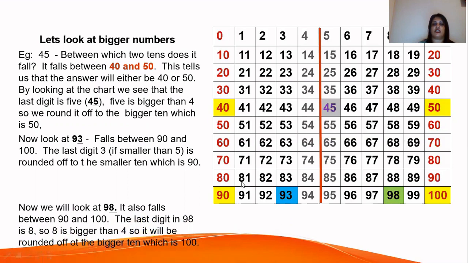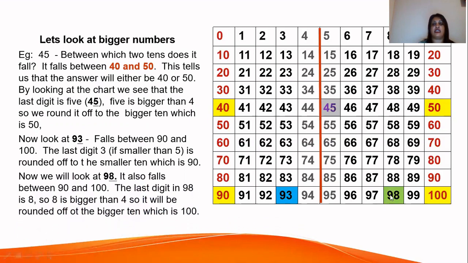Then 98. 98 falls again between 90 and 100. Now the 8 in 98 is greater than 5, so we'll round up to the higher 10, which is 100. The 98 rounded off to the nearest 10 will be 100.